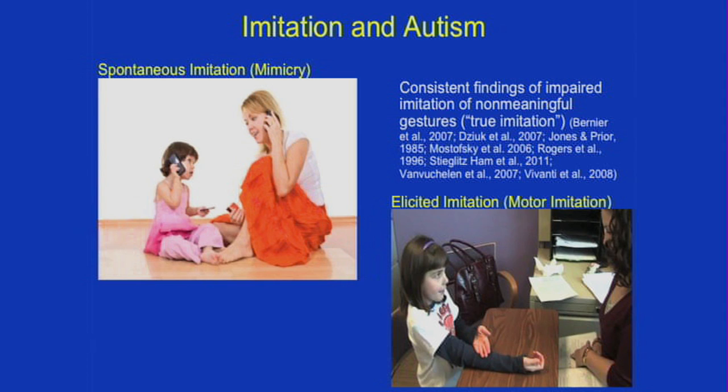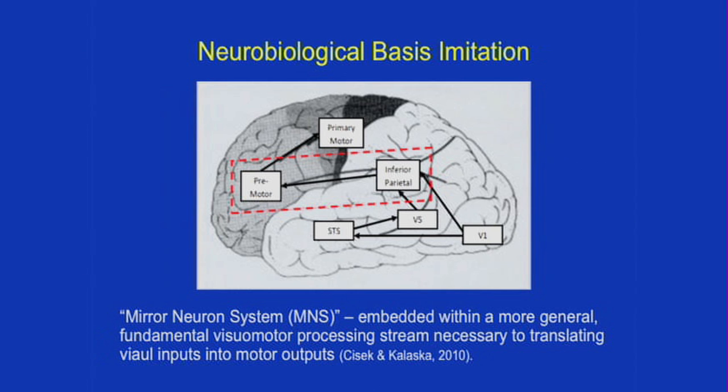Sometimes this has been referred to, when doing this with meaningless gestures, which this kind of is here, as true imitation. There have been a number of consistent findings of impaired imitation of non-meaningful gestures, as well as, for that matter, meaningful gestures, in autism. I am listing a number of them up there, but this has been a fairly consistent finding over decades now.